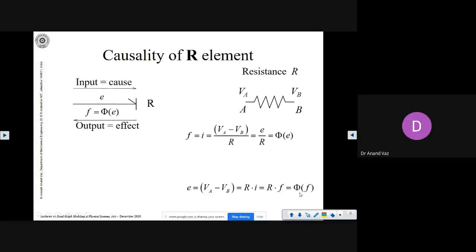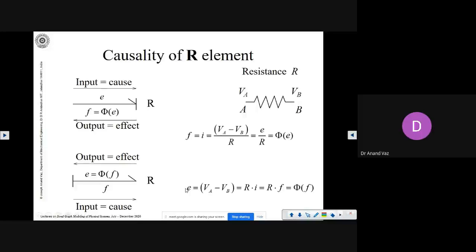So if we write the causality configuration corresponding to this, the input to the R element is flow, and the R element is going to produce an output which is a function of that flow. Here also you can see that the relationship is linear, instantaneous rather. You can see that the end which receives the effort receives the stroke. It's different from the earlier causality.